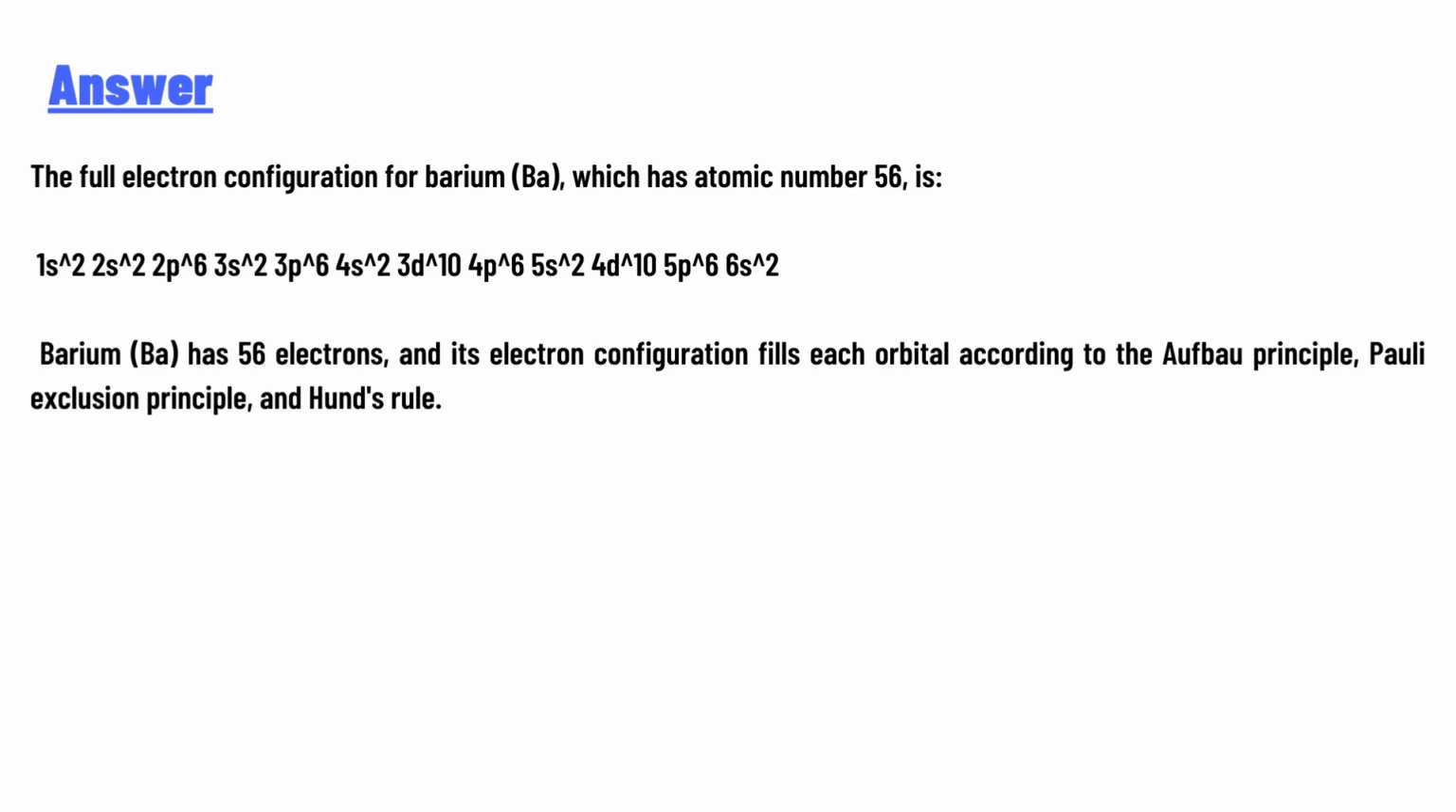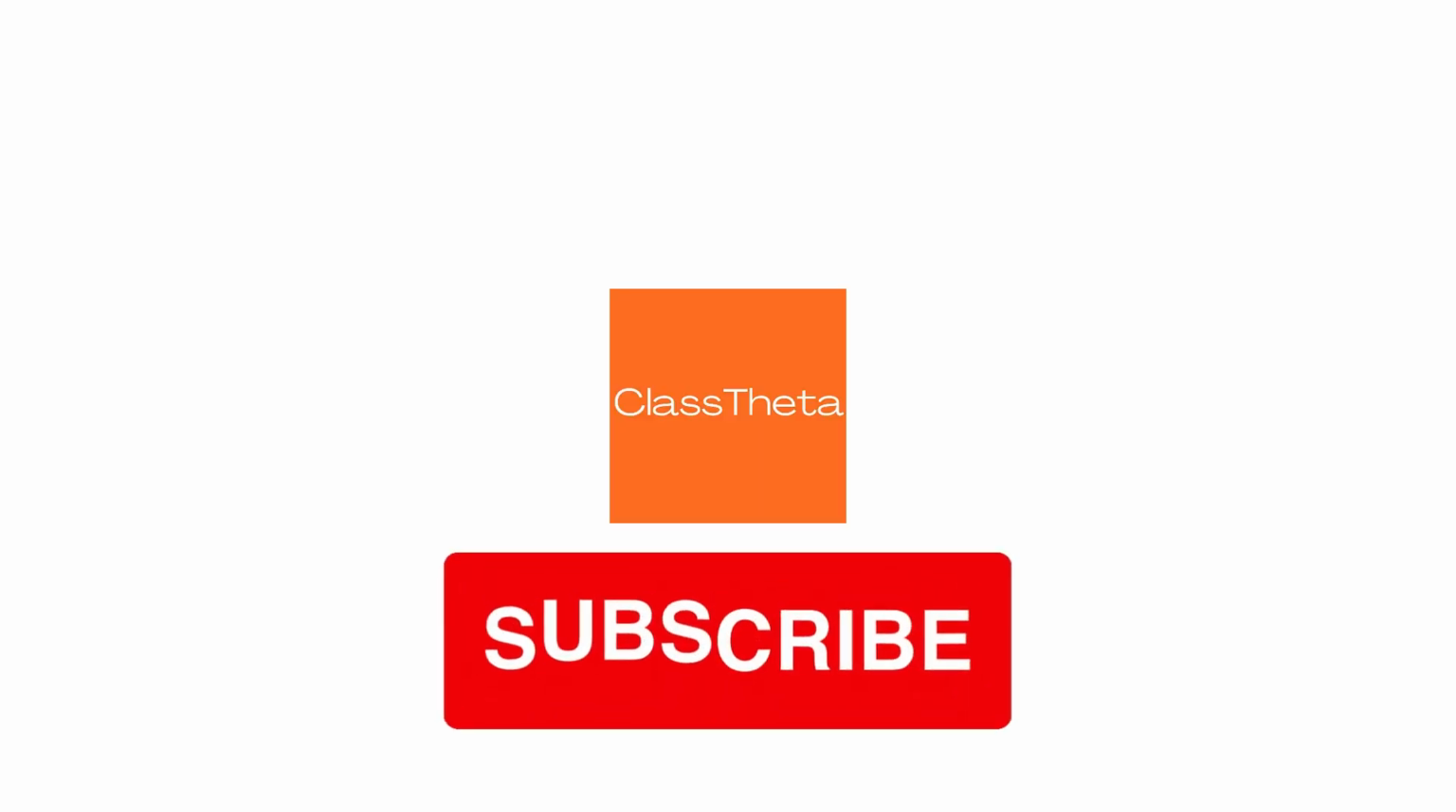Barium has 56 electrons and its electron configuration fills each orbital according to the Aufbau principle, Pauli exclusion principle, and Hund's rule.